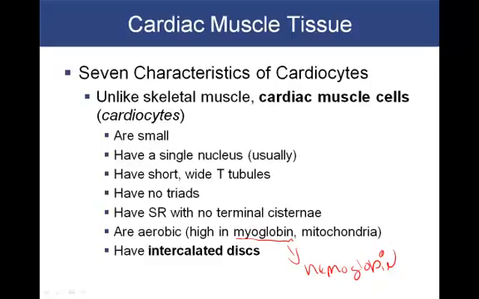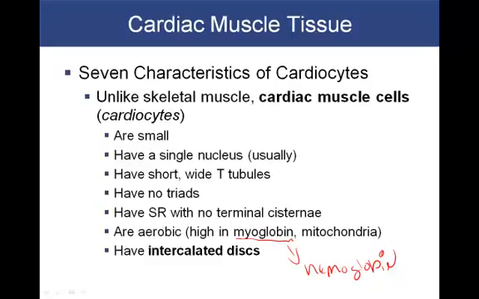You can imagine the importance of keeping the heart fed. Obviously, we cannot allow the heart to go without its necessities due to the importance of this organ. And we also have a tremendous amount of mitochondria. Again, the heart beats throughout your life, and it needs a supply of energy.